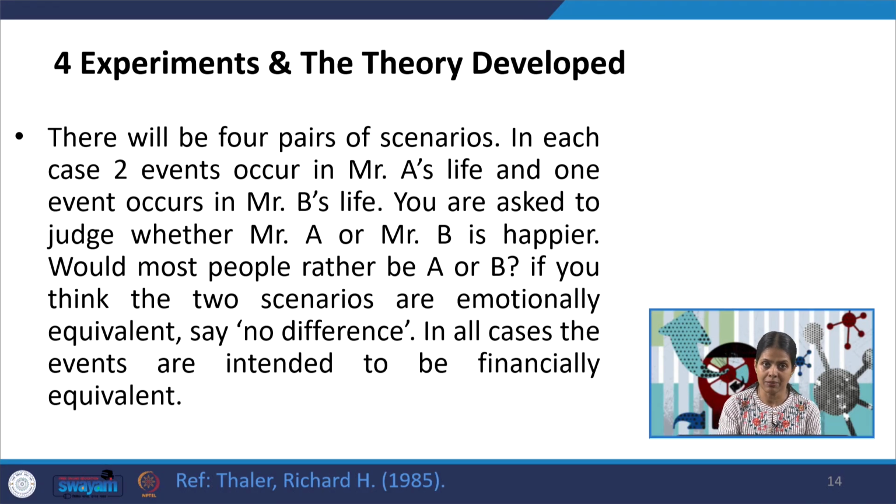In these 4 experiments, there will be 4 pairs of scenarios. In each case, 2 events occur in Mr. A's life and 1 event occurs in Mr. B's life. You are asked to judge whether Mr. A or Mr. B is happier. Would most people rather be A or B? That is the question. So, if you place yourself in A or B, which one would you like to be? If you think the 2 scenarios are emotionally equivalent, say no difference. In all cases, the events are intended to be financially equivalent. So, this was the introduction that was given to all the participants of the experiments.